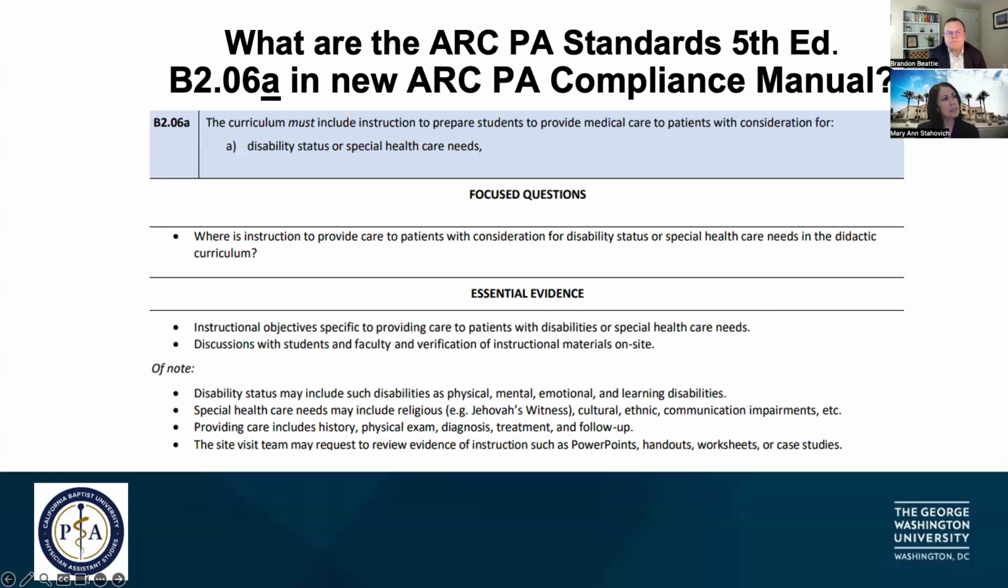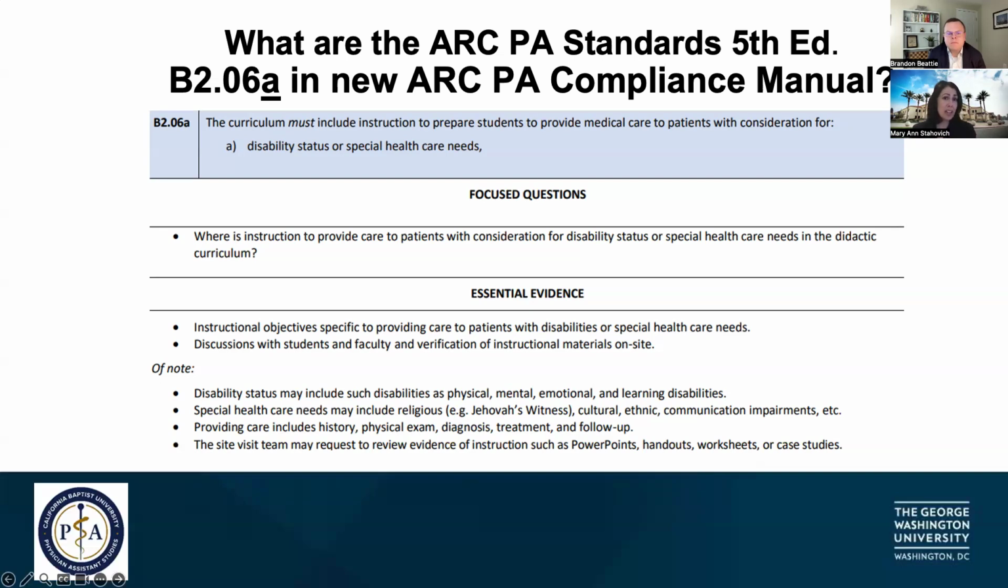And so this brings us to another salient point about how veterans can help programs to meet the ARC-PA standards of the new ARC-PA compliance manual, specifically B2.06a, which was released in July of 2024. This new ARC-PA compliance manual is structured with focus questions and essential evidence.